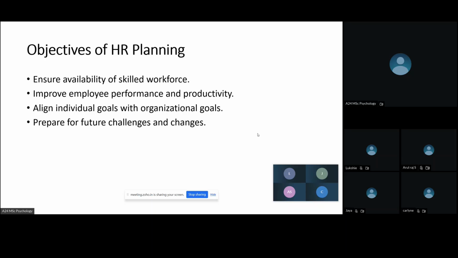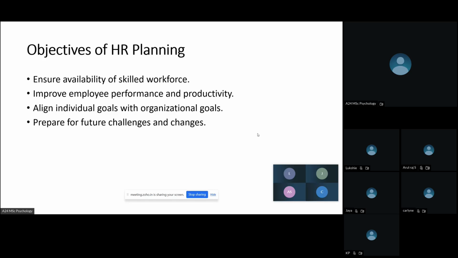And then align individual goals with organizational goals. As I was saying, HR is the bridge between organizational goals and individual goals, and it needs to make sure they are both aligned. If they are misaligned, then HR has to step in and decide what steps they can take to align the individual goal with the organization goal. Sometimes the HR team will succeed and align it. Sometimes they cannot succeed in these things. So what will happen is eventually the employee will leave the company.